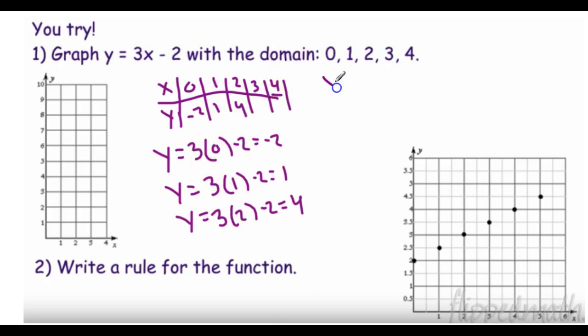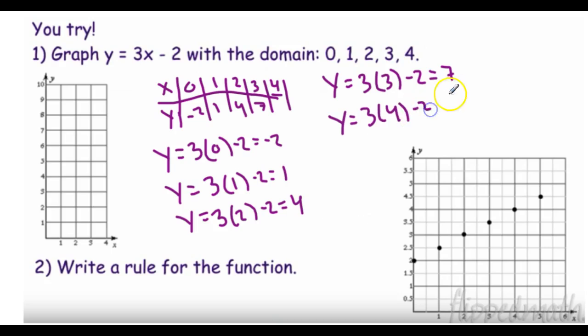Let's just double check. y equals 3 times 3, I'm using that 3, minus 2. 3 times 3 is 9, and 9 minus 2 is 7. So 7 right there. Last one, y equals 3 times 4 minus 2. 3 times 4 is 12, and 12 minus 2 is 10. So yes, these are going up by 3.